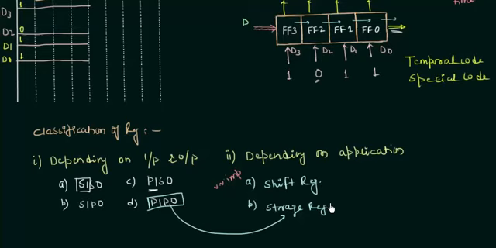So this is all about the data formats and classification of registers, and we have to study all these four registers in the coming presentations. And also we will study few special types of registers like bidirectional shift registers, universal shift registers, and in this way we will complete the register. So see you in the next presentation.